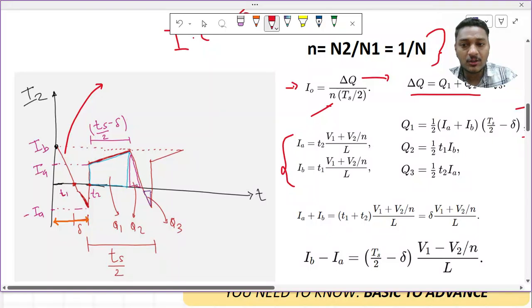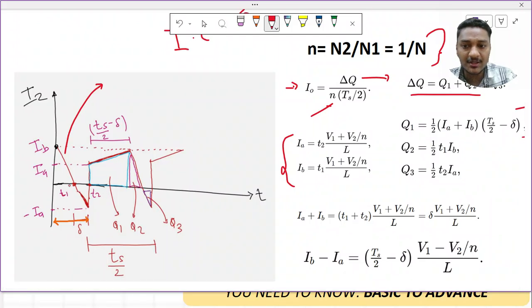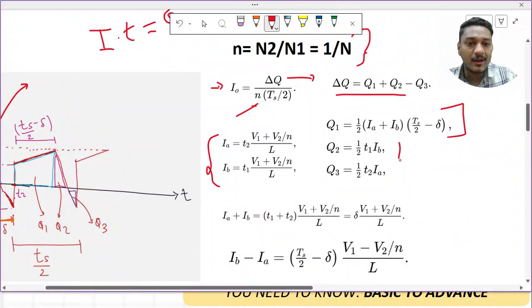What is this particular small area? What is its base and height? So half of the base. The base is basically what? This is my T1. So this is the same area which is there. So half of the base into height, so half of T1 into IB. What is this particular one? Half of the base, that is my T2, into height, which is my IA. So these three expressions we have tried to write down.